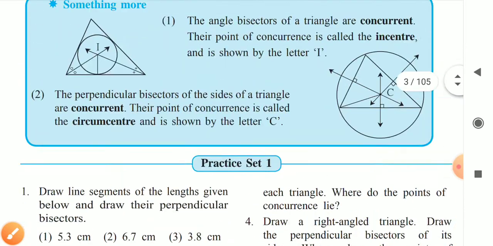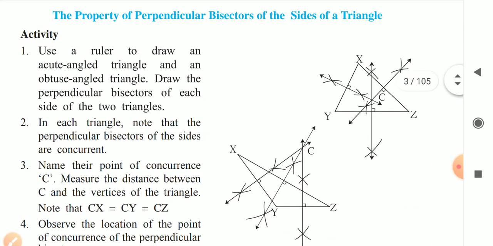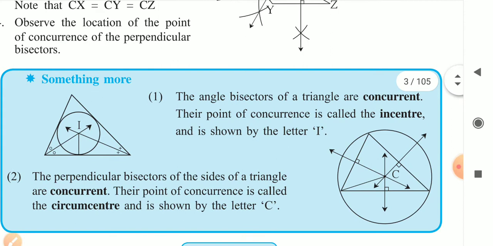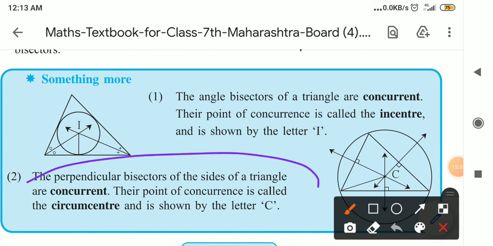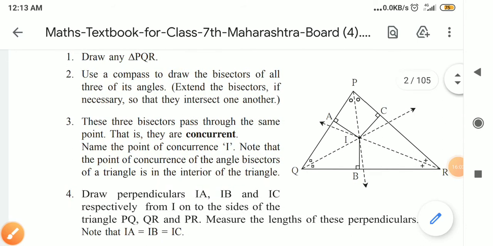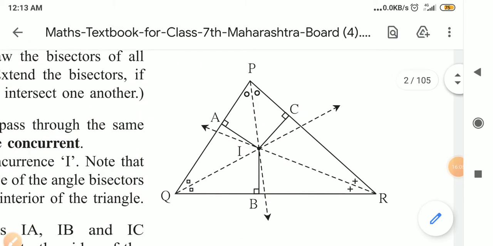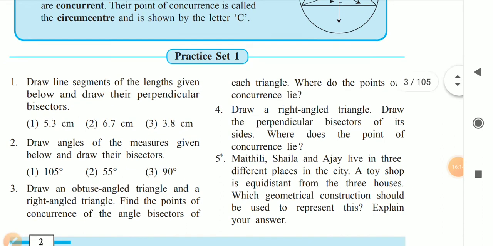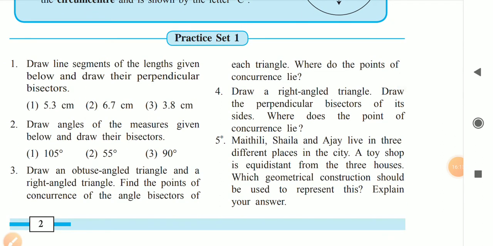So today we stop here, and these two constructions you have to practice at home. Today we studied how to draw the circumcenter for the acute angle triangle and obtuse angle triangle, and yesterday we saw how to draw the angle bisectors for an acute angle triangle. Just try to solve practice set number 1. It is easy, you can solve it easily.